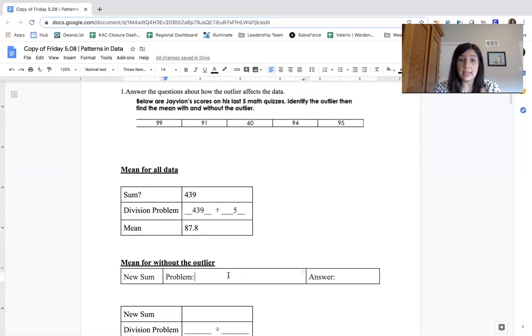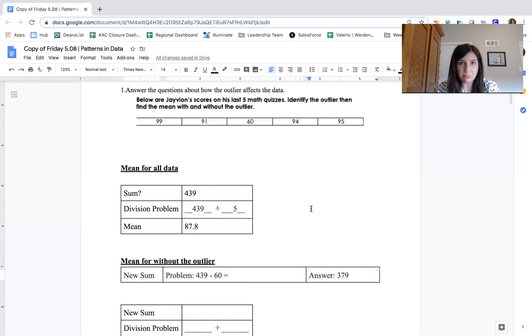Now what I need to do is add up the numbers without that 60 in it. I could do that 2 ways. I could re-add 99 plus 91 plus 94 plus 95, just skipping over the 60. Or I could take the sum that I already have, 439, and subtract the outlier away from it since I know I don't want it in there anymore. 439 minus 60 gives me a new sum total of 379. So that 379 is just these 4 numbers added together without that 60 in it.